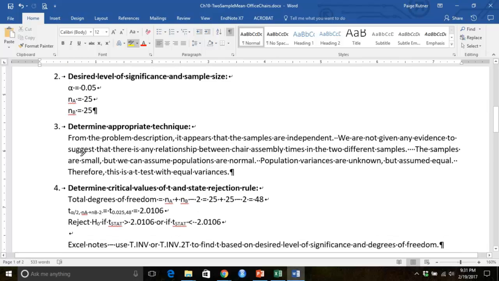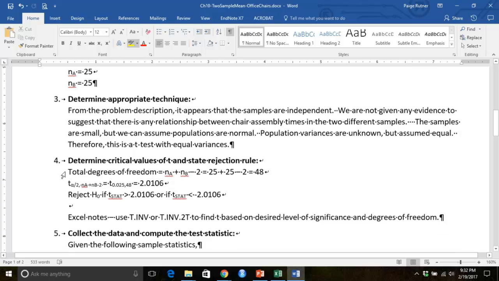So moving on, we've already talked about this back on the slide. We don't have any information to suggest that there's a relationship between the assembly times we have in the two samples. So that leads us to believe that they are independent of one another. The samples are small, less than 30, but we're told we can assume that the populations are normal, and we also are told that we can assume that the population variances are equal. So a t-test with equal variances is just another way of saying a pooled variance t-test.